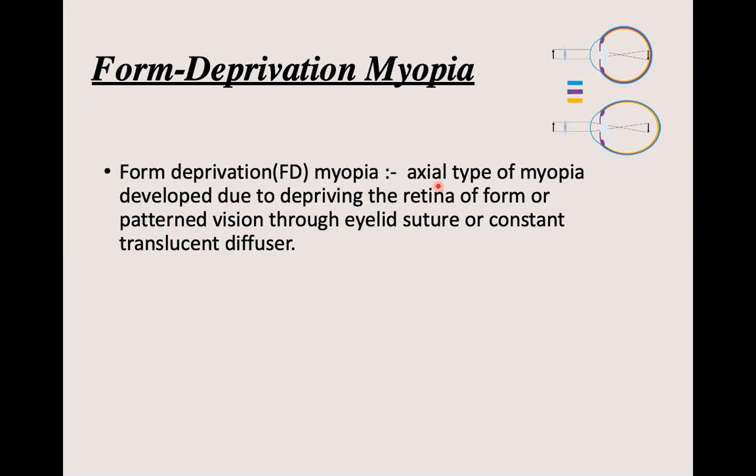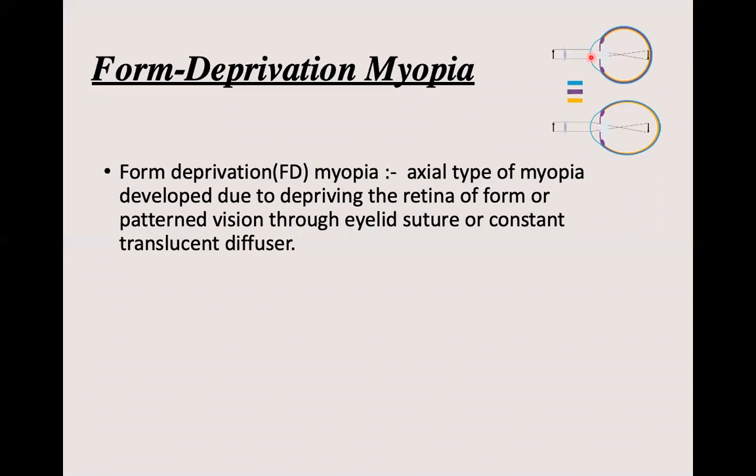If the quality of the image on the retina is degraded, that means there is no change in the focal point of the system, there is only a change in the quality of the image of that object which falls on the retina. That means quality becomes less.